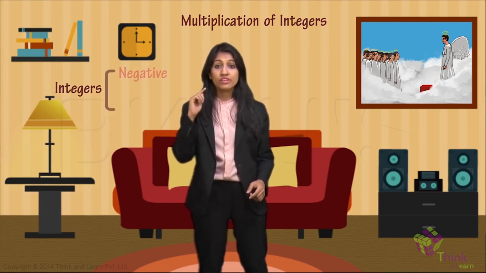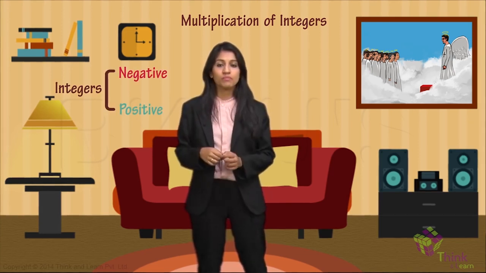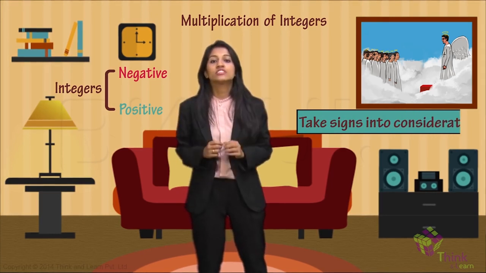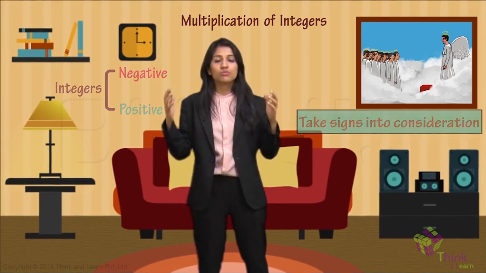So now that we're done with the addition and subtraction of integers, let's move on to the multiplication of integers. This is the same as the conventional method of multiplication of numbers, but there's one twist. As integers involve negative numbers along with positive numbers, we have to take the signs that they carry into consideration during operations. So what can we do?